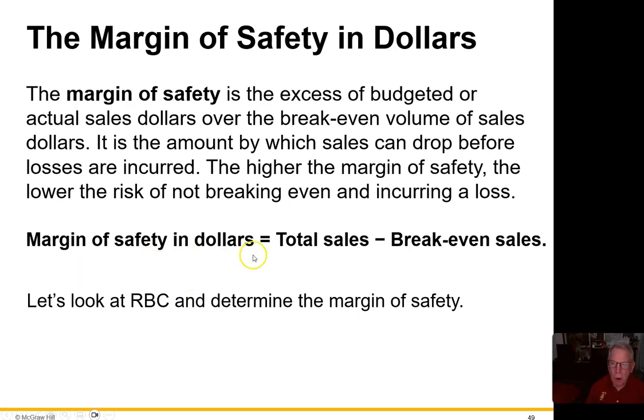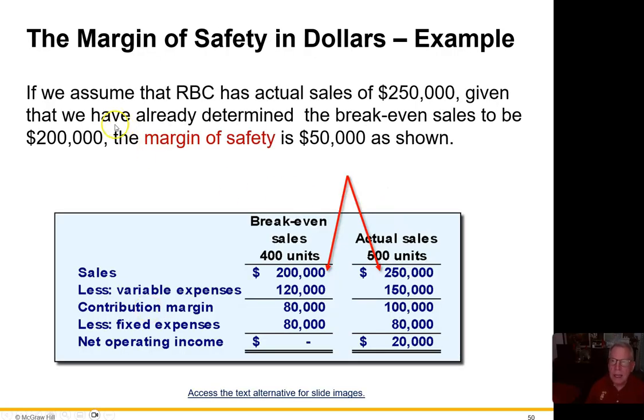So the formula for the margin of safety is our total sales minus our break-even sales. So let's look at RBC and determine the margin of safety. If we assume RBC has actual sales of 250,000, given that we've already determined the break-even sales to be 200,000, our margin of safety is going to be $50,000. As shown, the difference between 250,000 and 200,000.